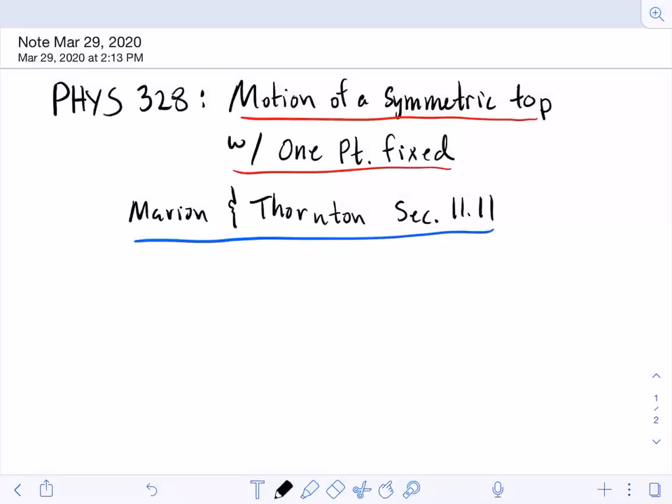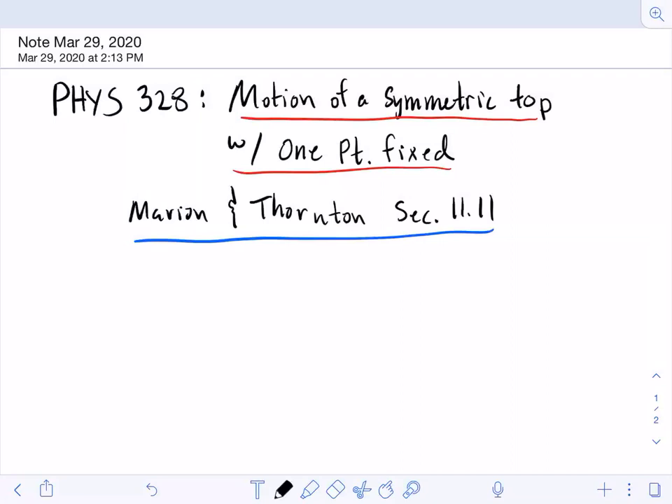Hello, everybody. So it's time for the next Physics 328 video. This time, what we're going to talk about is, again, the motion of a symmetric top. But in this case, it's not going to be a free rotation where the net torque is 0 on the top. This time, we're going to have one point fixed, and there'll be a gravitational force acting on the center of mass. We will try to describe the motion of this top from the perspective of someone in a fixed reference frame.